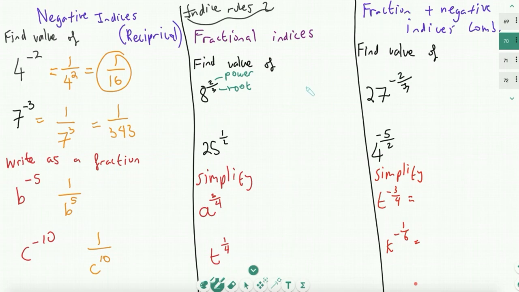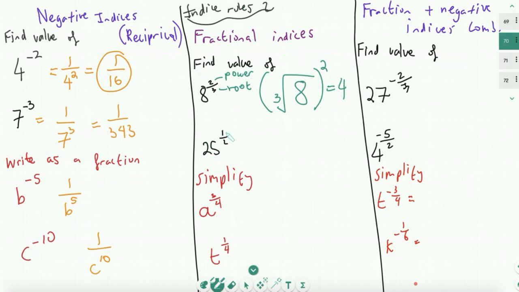So if I wrote this out, it would be 8. We're going to root it by 3, so the cube root of 8. And we're going to power that answer by 2. Or you can do 8 squared first, so 8 to the power of 2, and then cube root it. Doesn't matter what order you like to do it. I like to cube root first. So I like to deal with the denominator first. So cube root of 8 is 2, and 2 squared is 4.